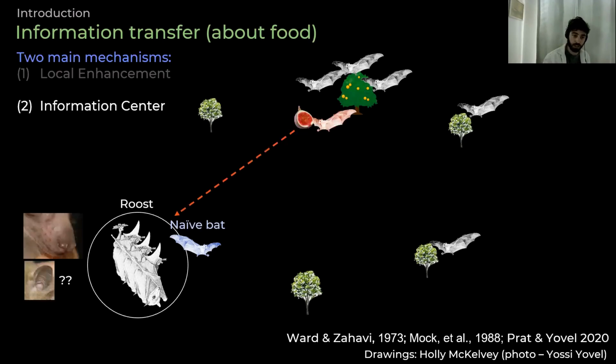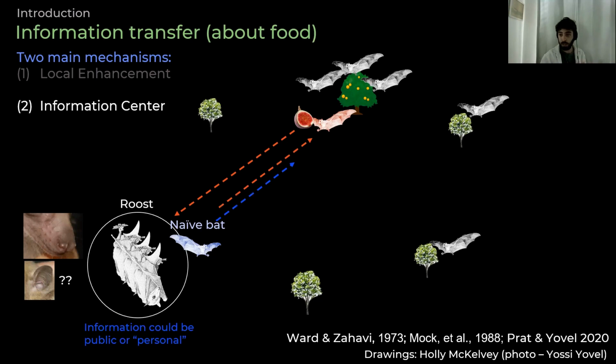The other, maybe more interesting mechanism is information center, that we know exists in at least colonial breeding birds. So a knowledgeable individual here in red comes back with a new fruit in its mouth to the cave. Then in the cave, it's not clear, but maybe the bats smell it. Maybe they can even socially communicate to deliver some type of message. This is also an option. And then the naive bat learns that there is something new, and then it will probably have to follow it back to see where this new food is.